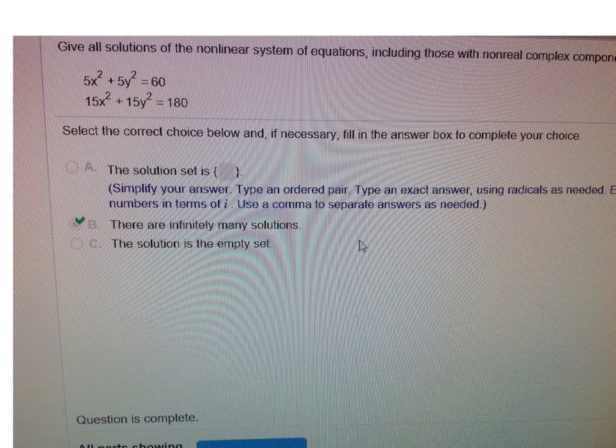So I received your question. You want to solve this system of equations. I guess you use the elimination method. You eliminate either x or y, wouldn't matter which.